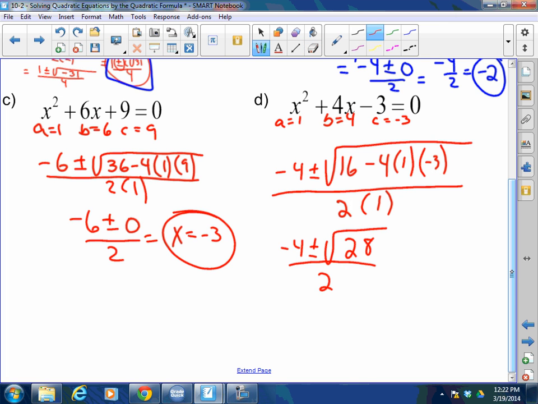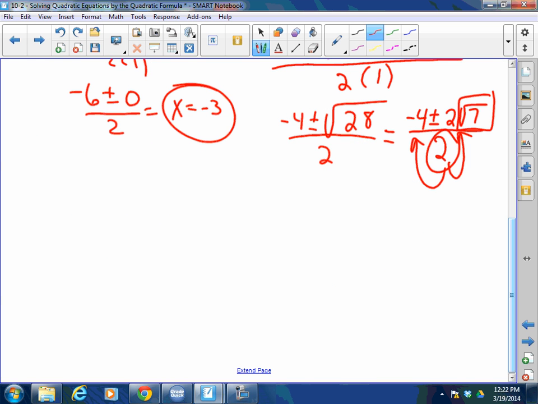Now, here come your radical skills. 28 is 4 times 7. So this is negative 4 plus or minus 2 square root of 7 over 2. Again, old school stuff. This 2 can be divided into this and into that. Not the radical, but the coefficient in front of the radical. So my final answer here would be negative 2 plus or minus square root of 7, which can be broken down into negative 2 plus square root of 7 and negative 2 minus square root of 7.